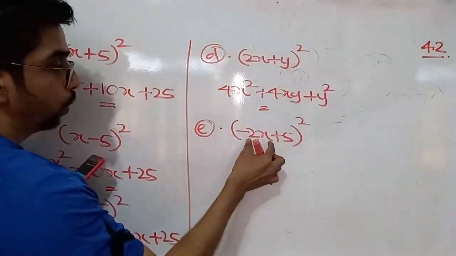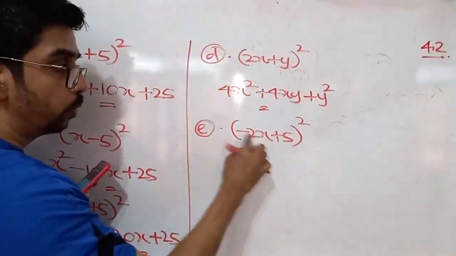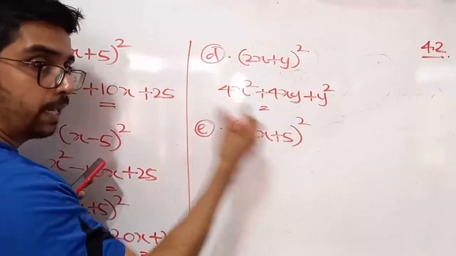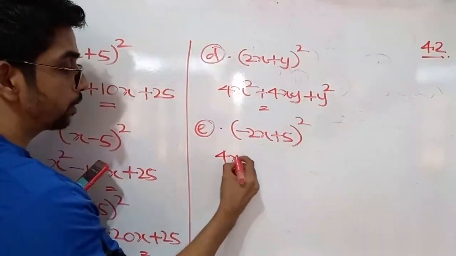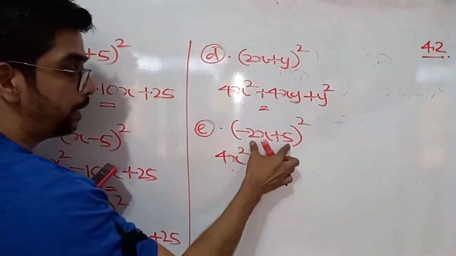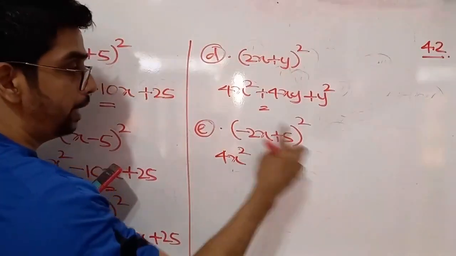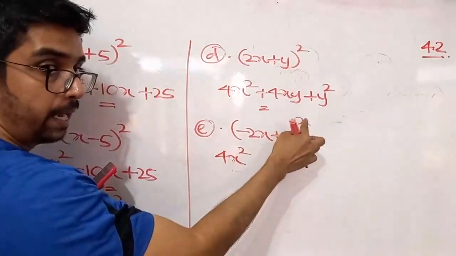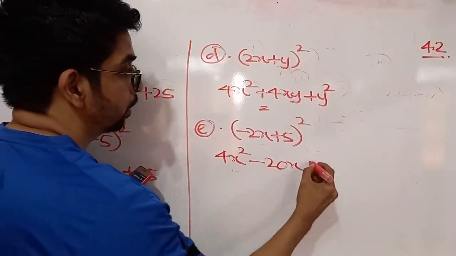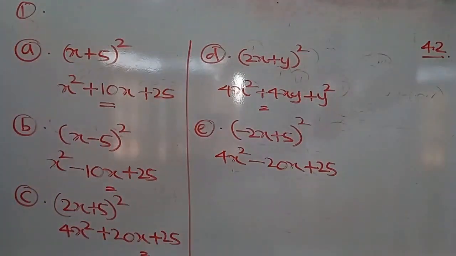Right. So when this term becomes negative, what do we have to do? These are squares now, so we have to multiply negative 2x by negative 2x. So this becomes positive 4x squared. Then we have to multiply these two. Then this becomes negative 10x. Then multiply again that by 2. So this becomes negative 20x plus 25. So that's the answer.